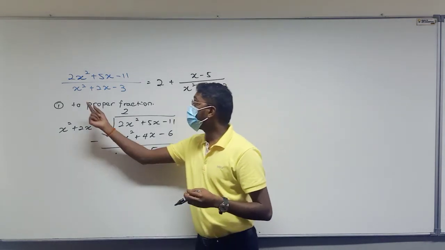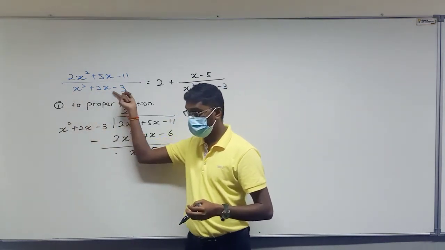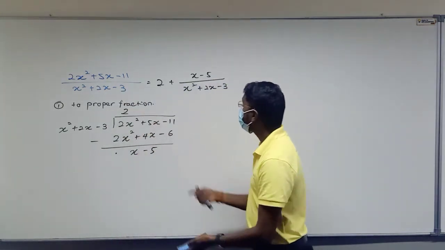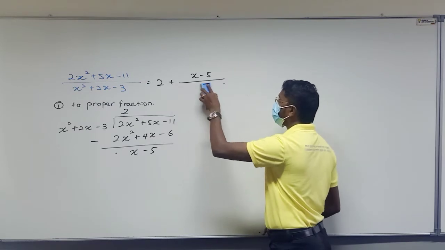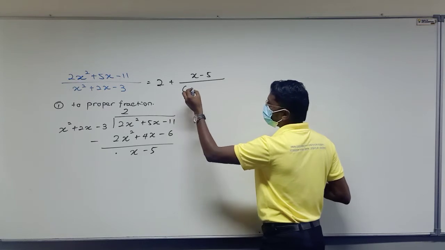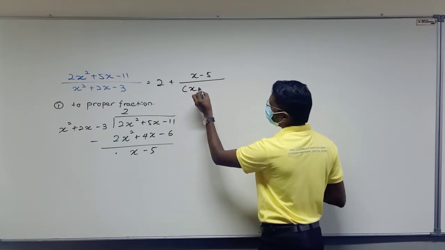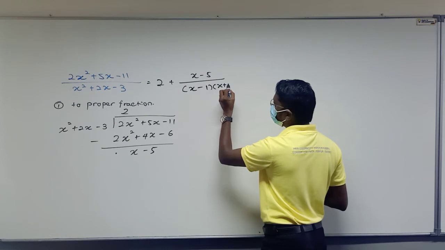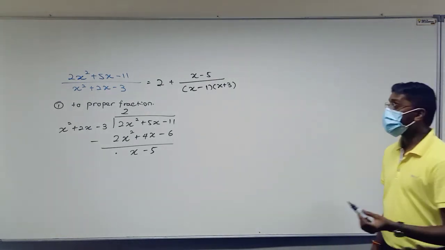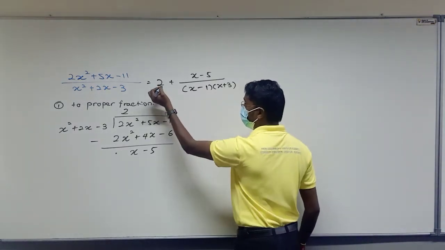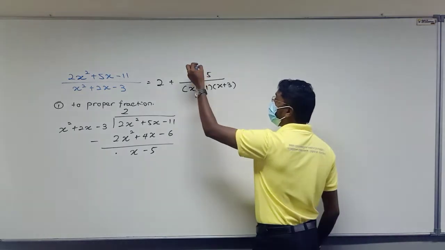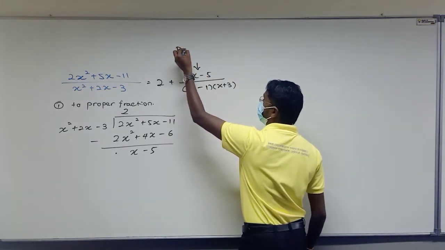And then, is it possible for us to factorize this? If yes, then we try to factorize. So if I factorize this, I'm going to get x minus 1 times x plus 3. Am I correct? Yeah. Okay? So now you can see here is a constant 2 with the proper fraction. So now we are going to represent this in partial fraction.